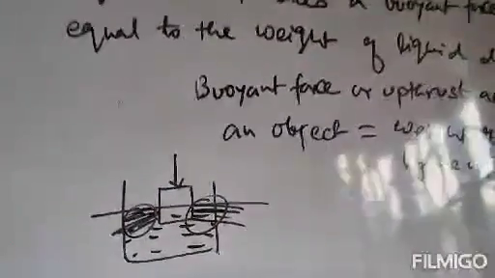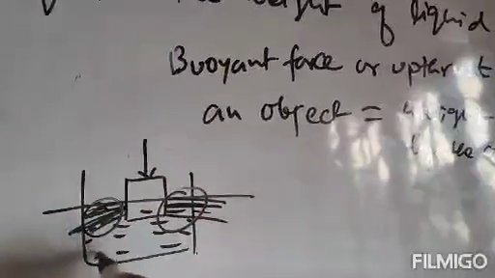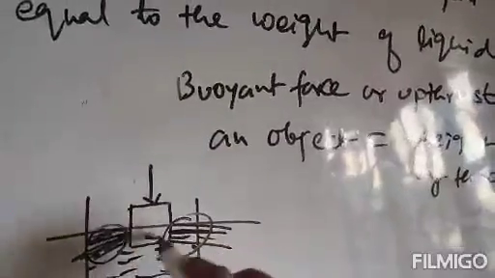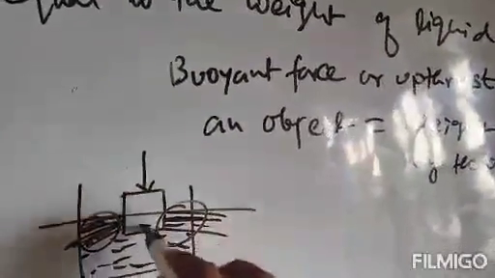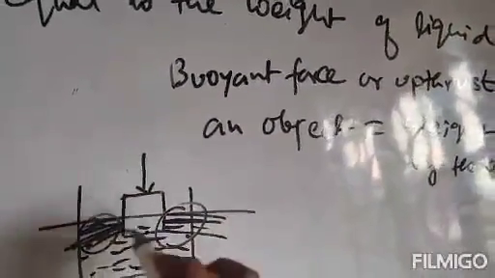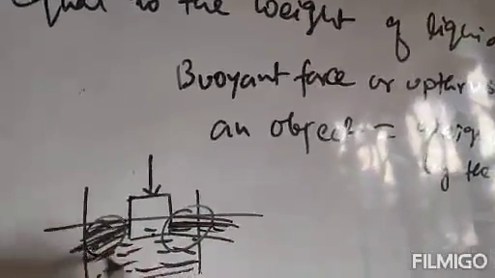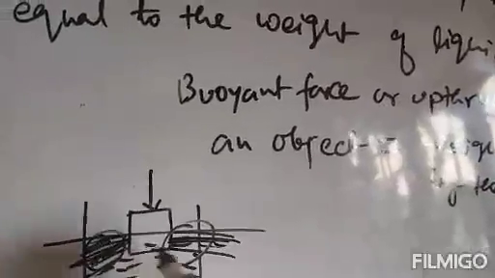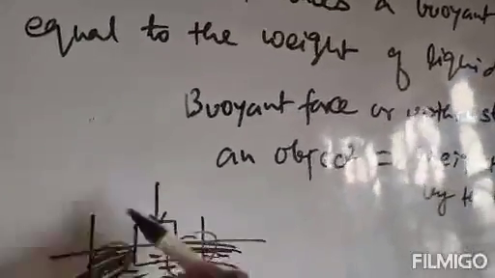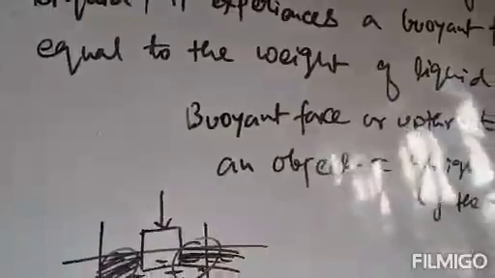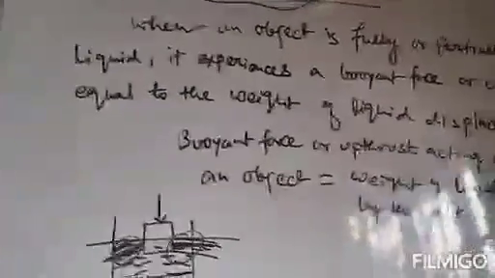I am repeating again. Suppose this is the container or pot, and some fluid is poured in this pot, and you are trying to immerse this object. So whenever you are trying to immerse this object in the liquid, the object will displace some liquid, and the weight of that displaced liquid will be equal to the buoyant force or upthrust. Clear? That is the principle given by Archimedes.